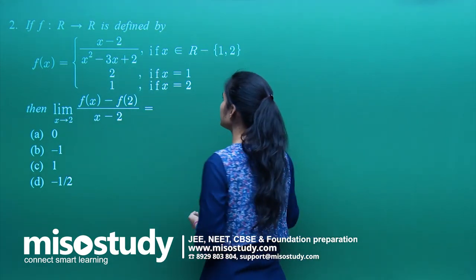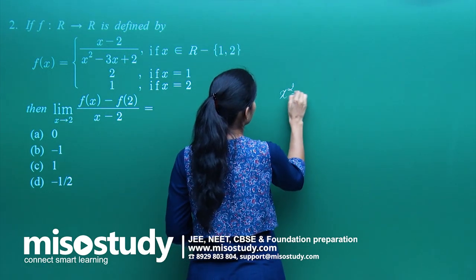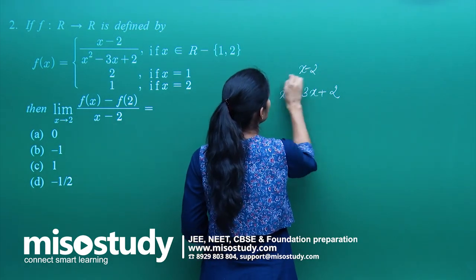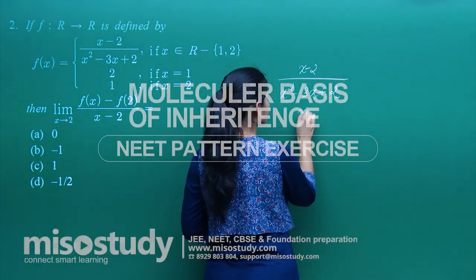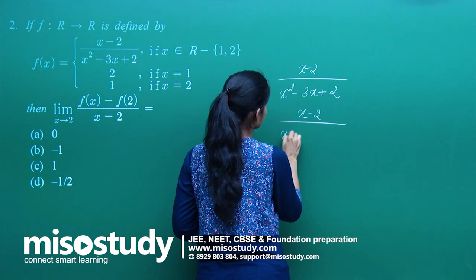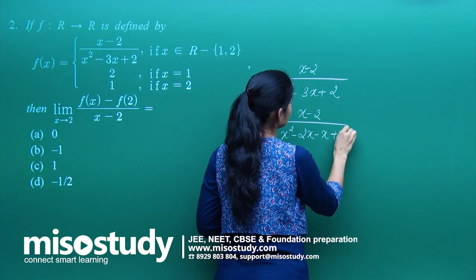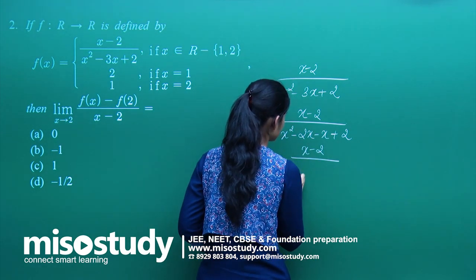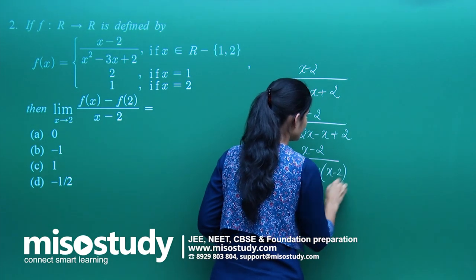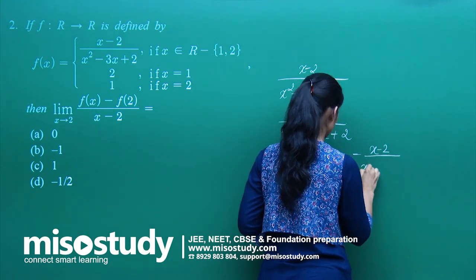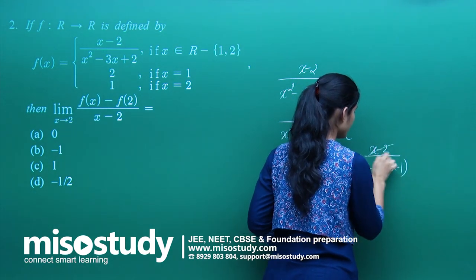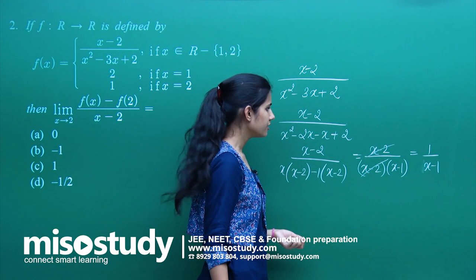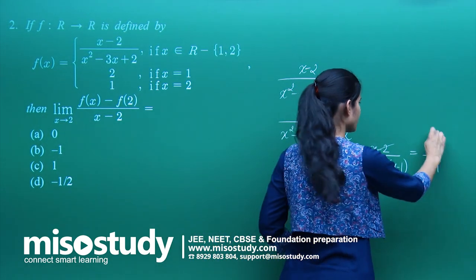Now if you simplify this, you have x square minus 3x plus 2 in the denominator, and in the numerator you have x minus 2. This becomes x square minus 2x minus x plus 2. So this becomes x minus 2 whole upon x into x minus 2 minus 1 into x minus 2. So eventually you get x minus 2 upon x minus 2 into x minus 1. This is 1 upon x minus 1. So basically your f of x is 1 upon x minus 1.